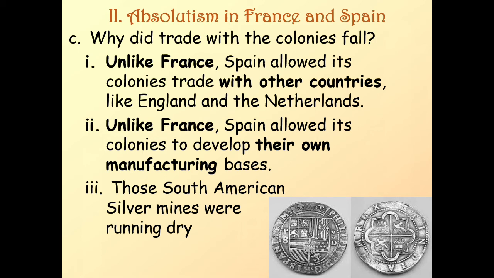In France, the French colonies could only trade with France. That's a cornerstone of mercantilism. You don't let your colonies trade with other countries. And unlike France, Spain allowed its colonies to develop their own manufacturing bases. Another cornerstone of mercantilism is you don't allow your colonies to develop their own manufacturing, because that's going to compete with your home manufacturing. And also, the South American silver mines were starting to run dry.